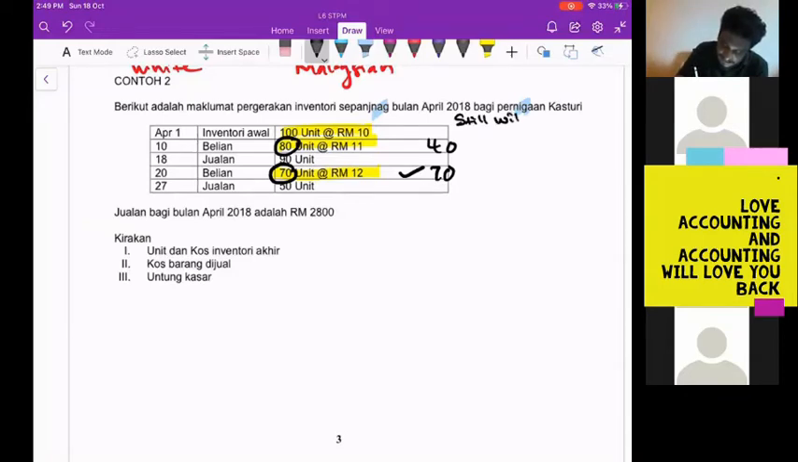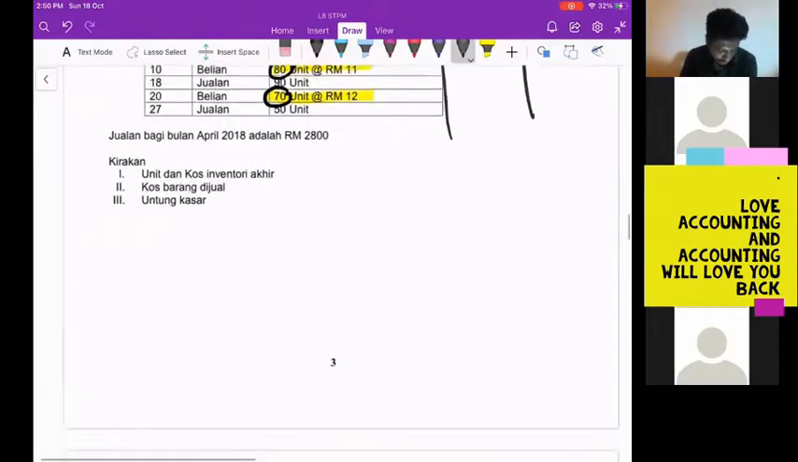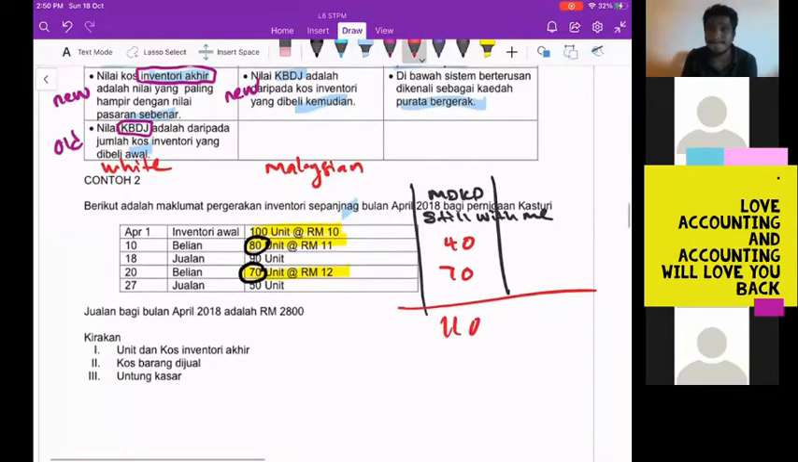Still with me according to MDKD, masuk dulu, keluar dulu. We are doing masuk dulu, keluar dulu, right? Yes. 70 still with me, and here 40 still with me. So I get 110. Got it?